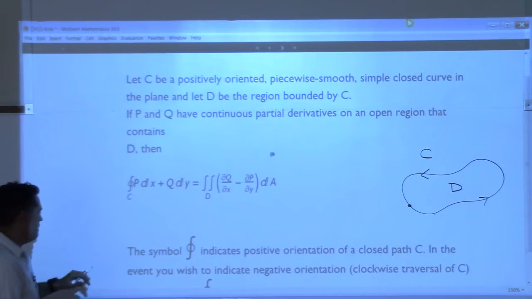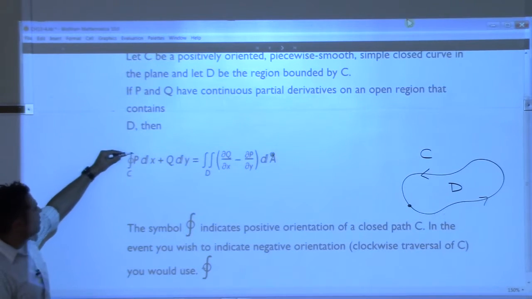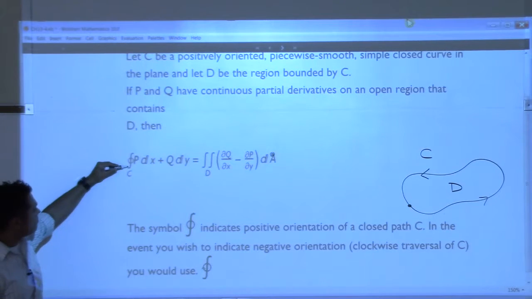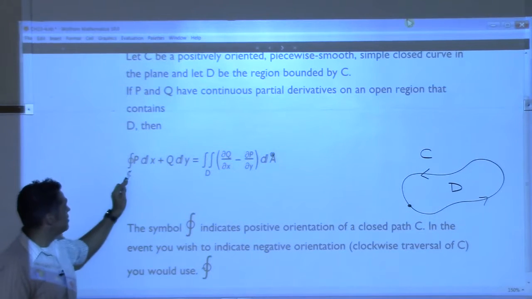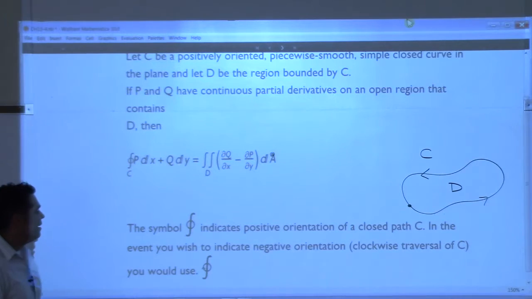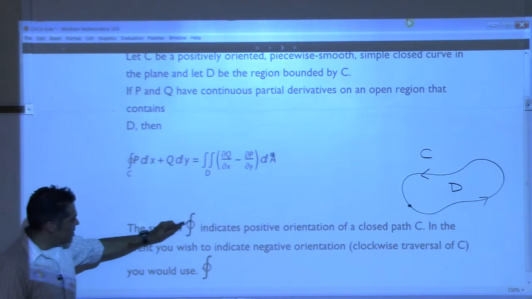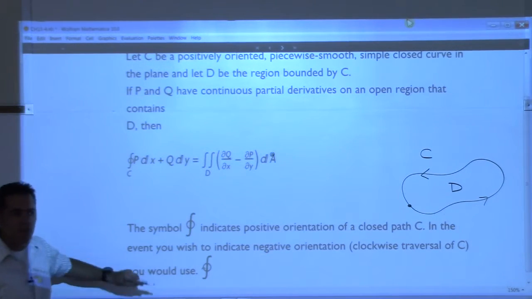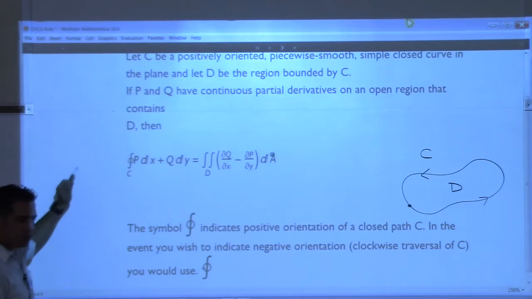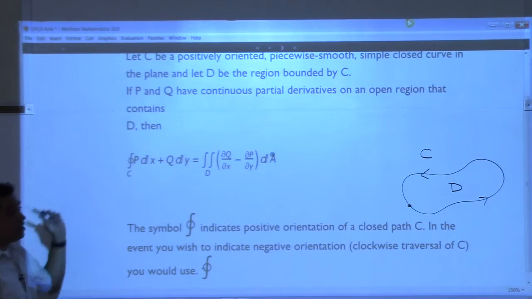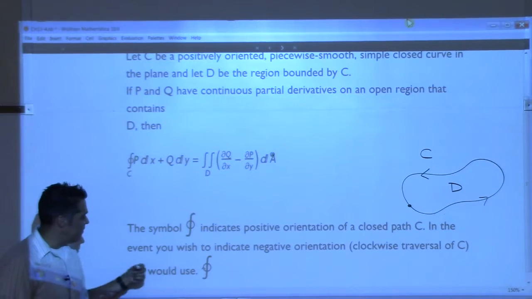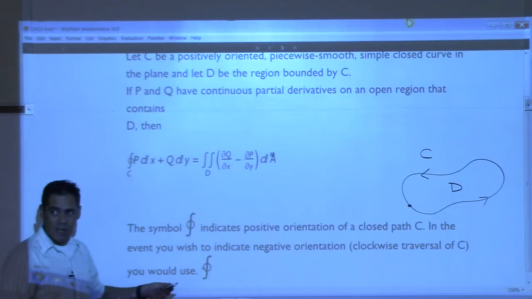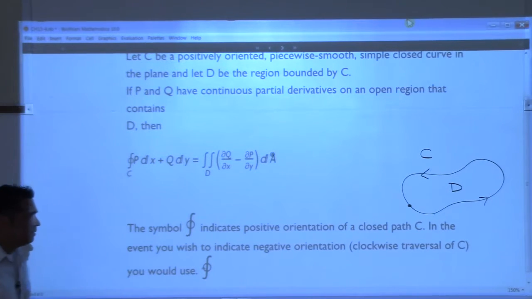So notice our integral symbol has changed a little bit. Notice the little circle around it. All that means is that you have a closed curve, that your C is closed. And if you don't put anything on the little circle, it's assumed that you mean counterclockwise, positive orientation. If you want to change it to go the other direction, you can put a little arrow on that circle that puts it into the clockwise orientation. That would be negative orientation.